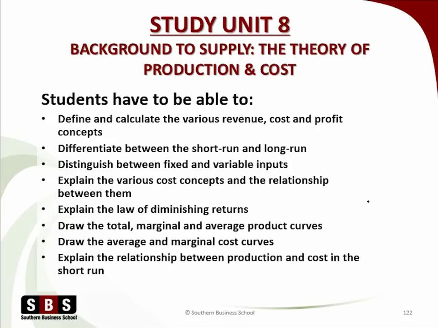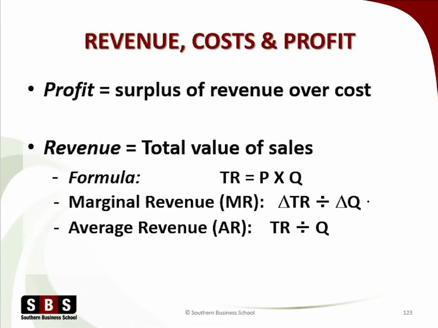And then draw the average and marginal cost curves. There's a difference between the product curves and the cost curves. The shapes are different. We'll come to it in a minute. And then you must explain the relationship between production and cost in the short run. We'll just go through this and I'll tell you what is very important.